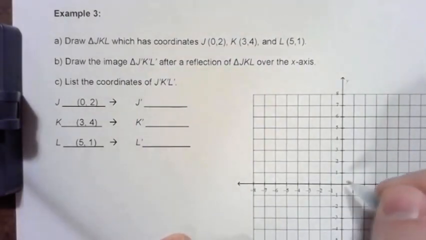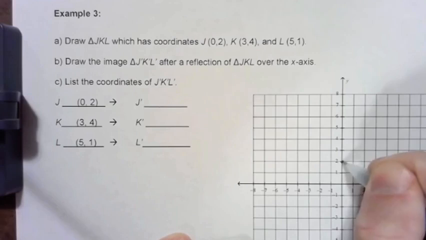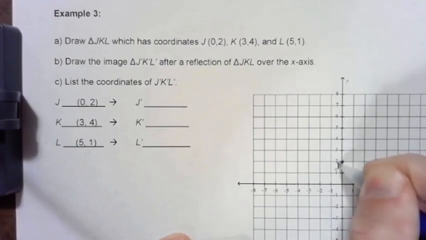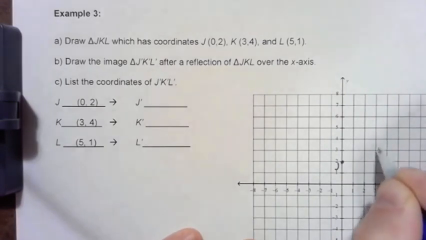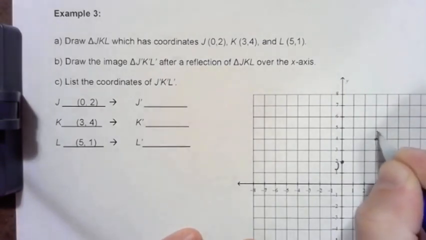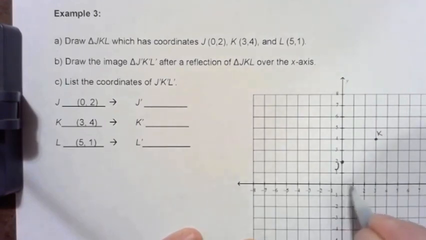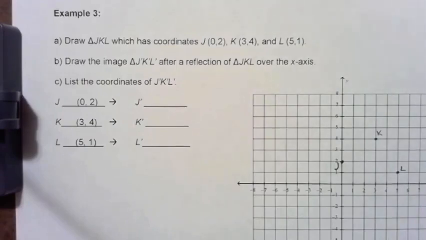So J is at (0, 2). So I'm going to just go 2 units up from the origin. There's point J. Point K is at (3, 4). 1, 2, 3, 1, 2, 3, 4. Right there is point K. And point L is at (5, 1). (5, 1) is right there. JKL.